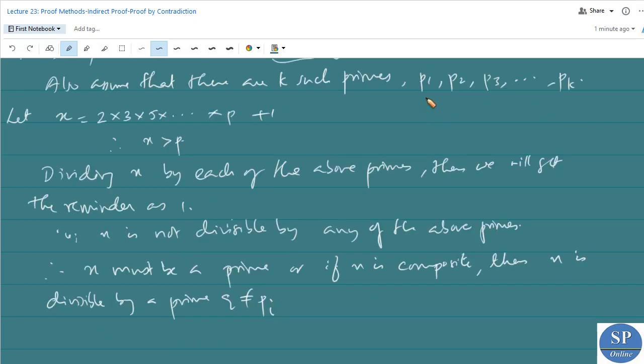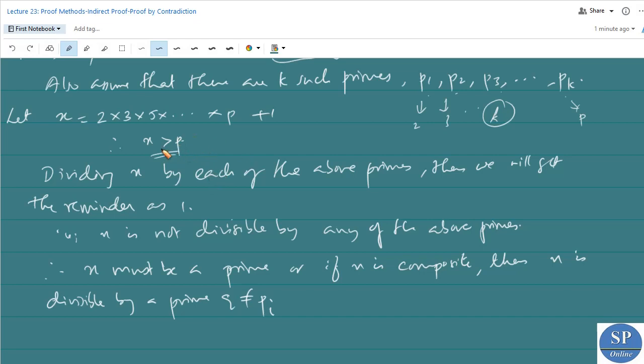That is, here we assumed that there are k primes which are p1, p2, p3, etc., pk, where pk is equal to p, and this is 2, this is 3, etc. And we suppose that x is equal to the product of these primes plus 1. So clearly x is greater than p. That is, x is a number which is greater than the last prime number p.